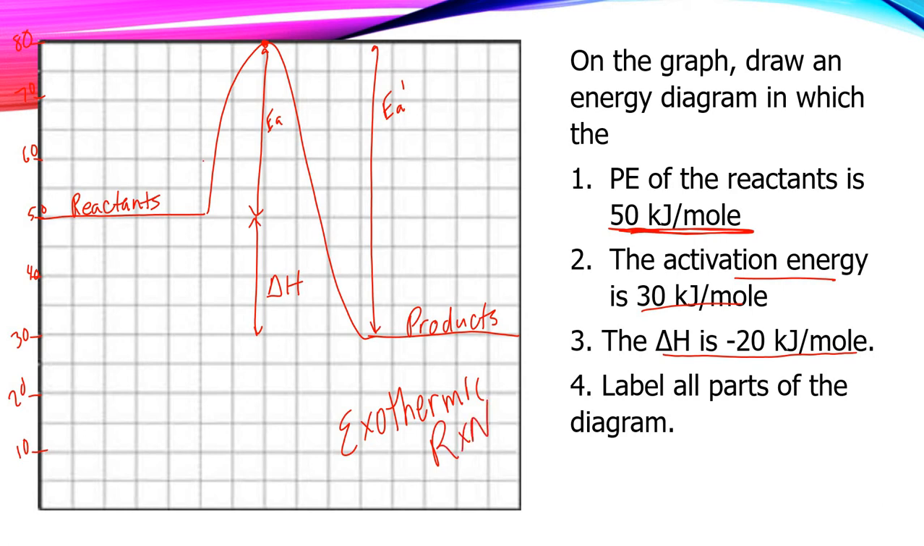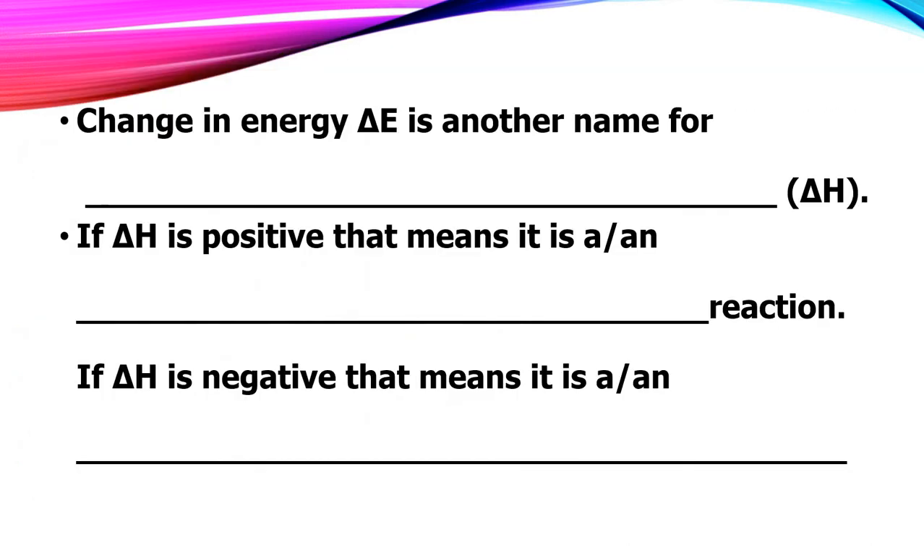Wait, what's the R accent? Reaction. So when you get an RX, you're getting a reaction, chemical reaction. Okay. Change in energy, delta T, is another name for change in enthalpy, which is delta H. So change in energy is another name for change in enthalpy. Enthalpy is heat, so that helps you. And heat is represented by delta H.